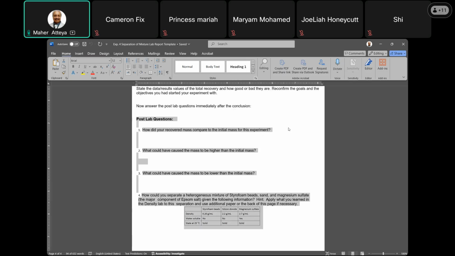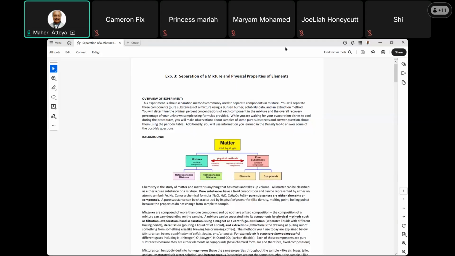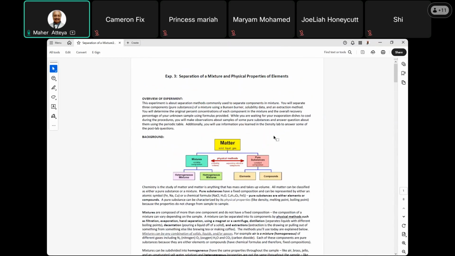So let's go and look at the actual experiment. Let me stop sharing. I want to share something else. Here it is. This is the experiment which I would like to share with you. This is the experiment, where we have a heterogeneous mixture, let me write it here. This mixture is made of 3 components, heterogeneous mixture, not homogeneous, heterogeneous.